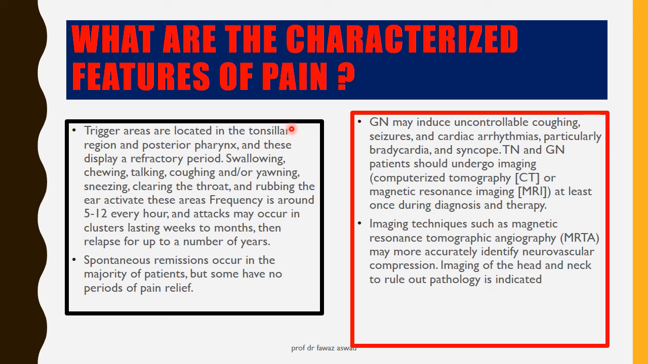Look here, I'm summarizing the characteristic features of this type of pain. The trigger areas are located in the tonsil region and posterior pharynx, as I've said, and there is also a refractory period. Swallowing could initiate this pain, even coughing and sneezing. Taking into consideration that the frequency is about 5 to 12 attacks every year, and attacks may occur in clusters lasting weeks to years. Spontaneous remission occurs in the majority of patients.